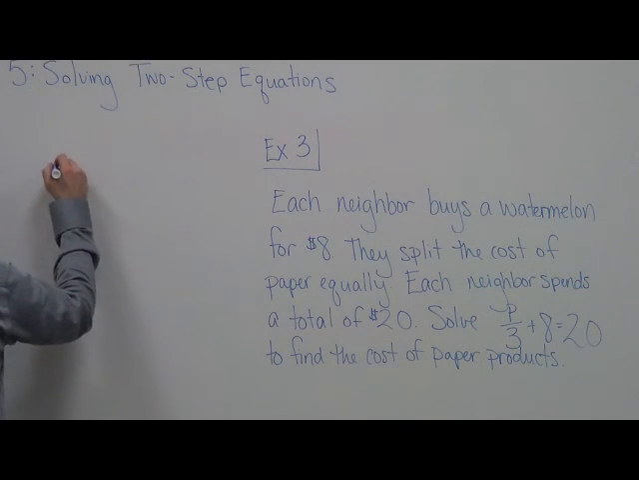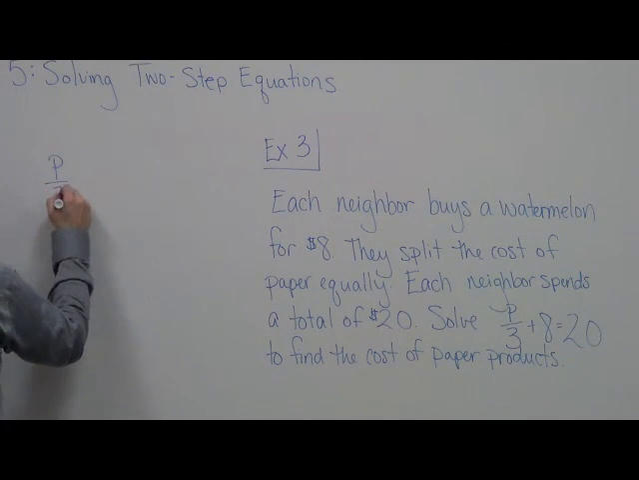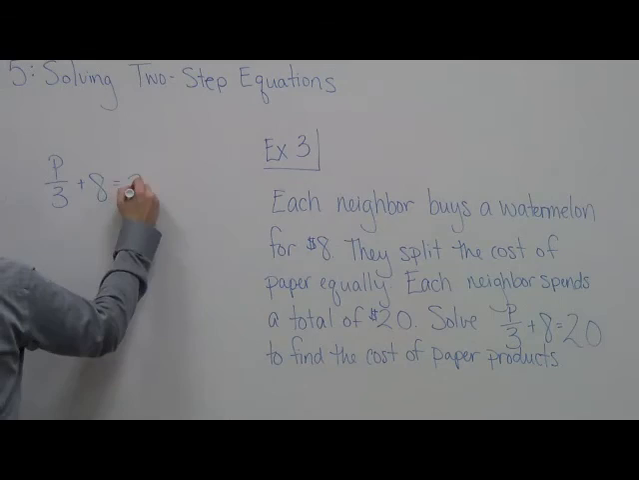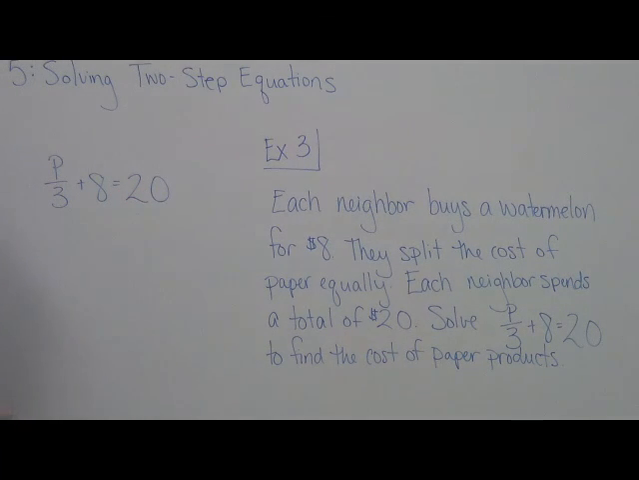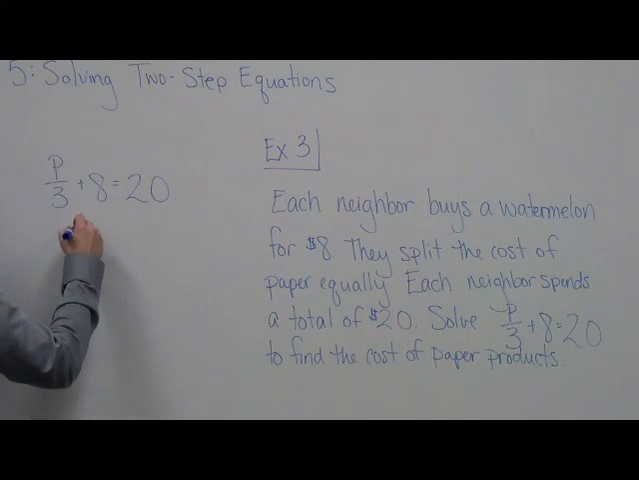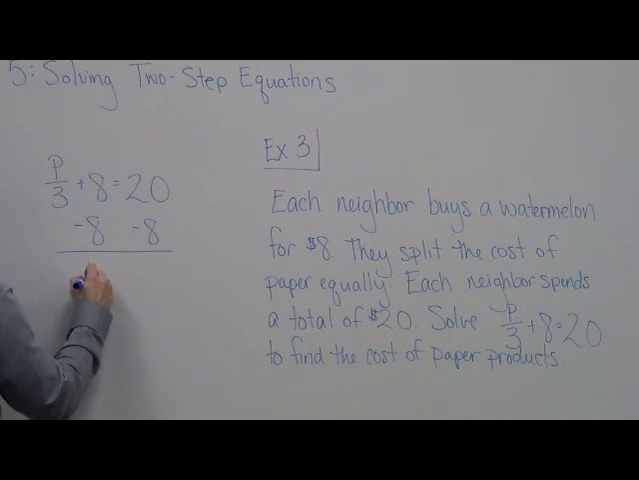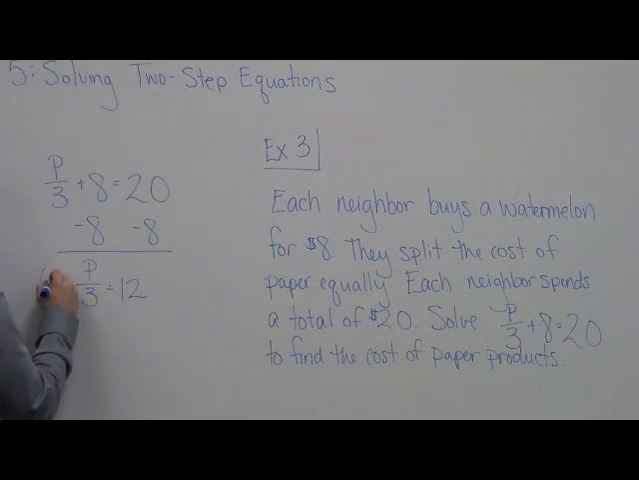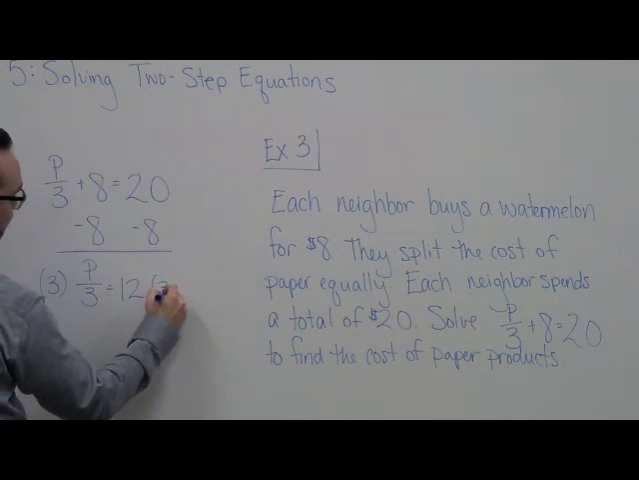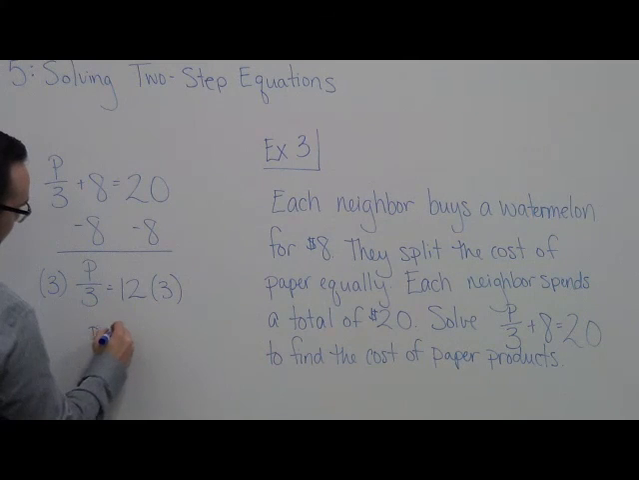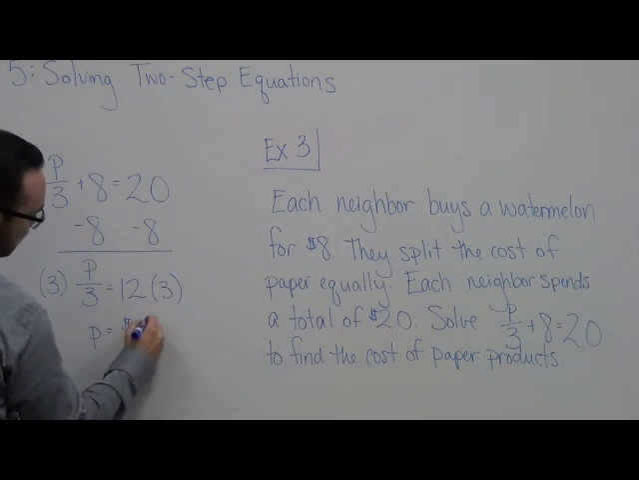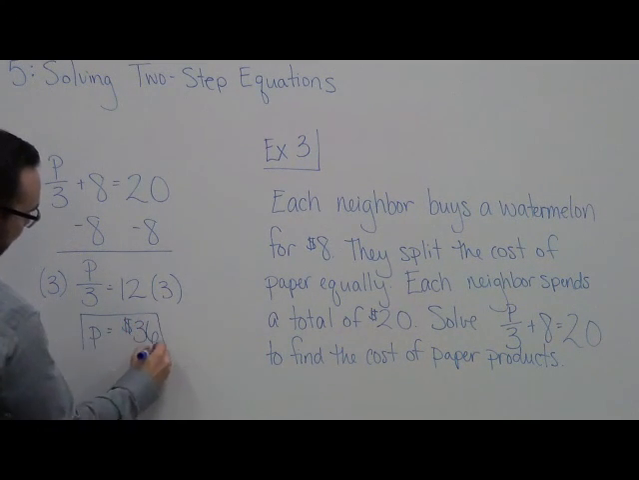Once you've taken a minute for that, keep in mind the opposite of adding 8 is to subtract 8. So 20 minus 8 is 12. We multiply both sides by 3 to do the opposite of division. We end up with a total of $36 for paper products.